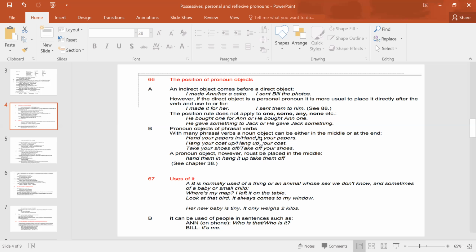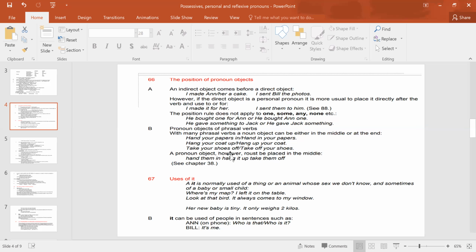With many phrasal verbs, a noun object can be either in the middle or at the end. For example, hand your papers in, hand in your papers. You can use it both ways. Hang your coat up, hang up your coat. Take your shoes off, take off your shoes. But a pronoun object, however, must be placed in the middle.